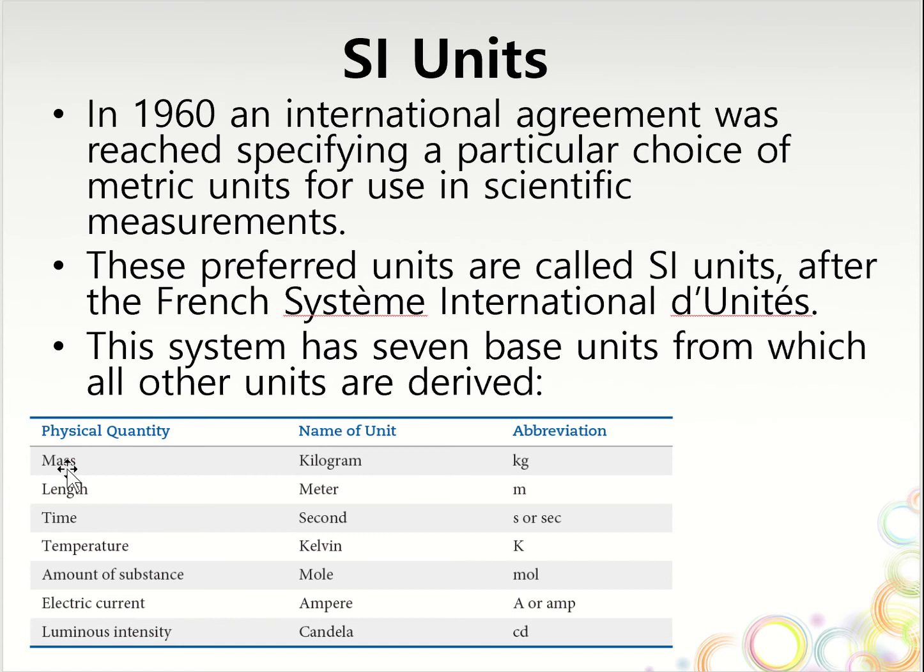chemistry. Firstly, the physical quantity mass, the name of the unit is kilogram, and of course the abbreviation is a small k and a small g, or kg. For length, we have meter, abbreviated m. For time, we have second, abbreviated s or sec. For temperature, we have Kelvin, and that's a capital K. For the amount of substance, and you will see this a lot, mole, the abbreviation is mol.